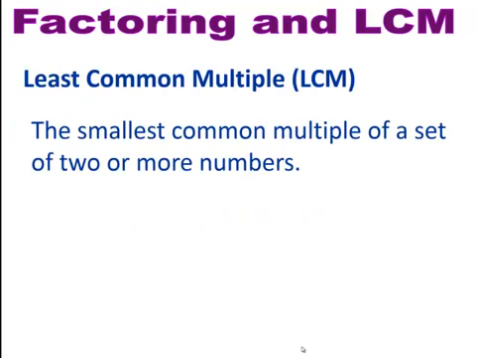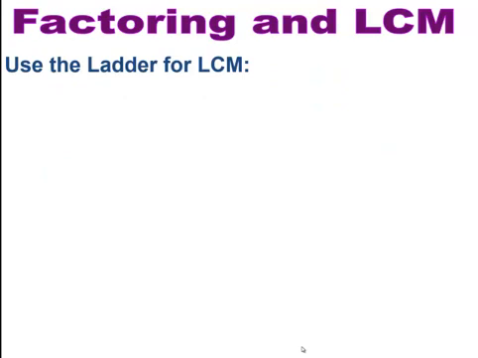When we're talking about finding the least common multiple or a common denominator, it is the smallest common multiple of a set of 2 or more numbers. Multiples are the product of two numbers multiplied together. To find the least common multiple, all the numbers must divide into that common multiple. Let's use this method to find it. I like the latter method. It keeps everything together and it uses prime numbers.